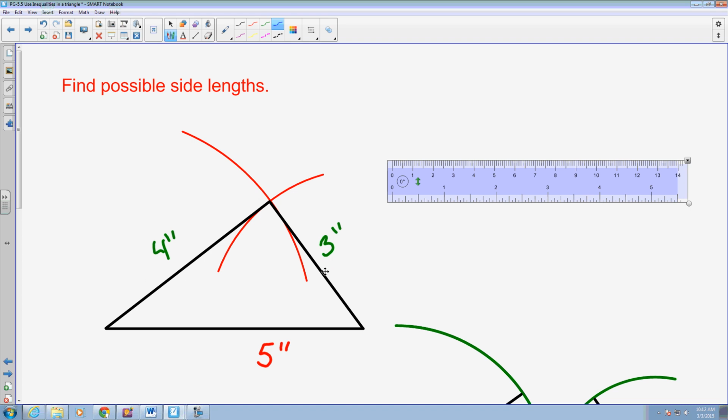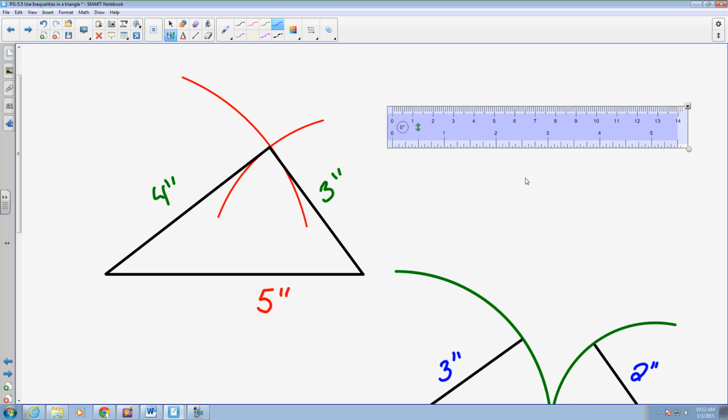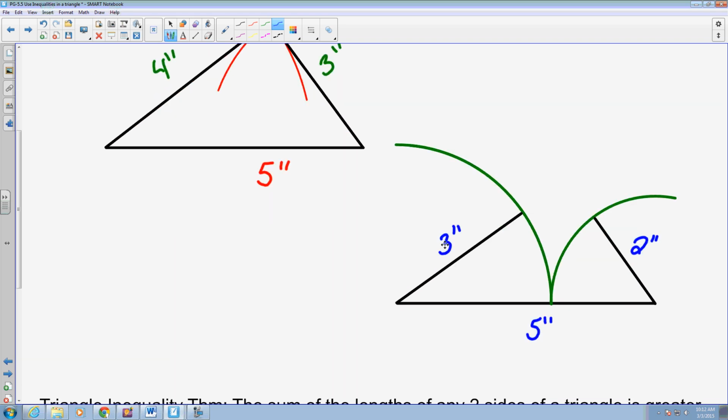The thing is, not every combination of side lengths is going to work, because if you look over here, I have a base of 5 inches, but I tried to make a side length here that's 3 and a side length here that was 2 inches, and they don't intersect.